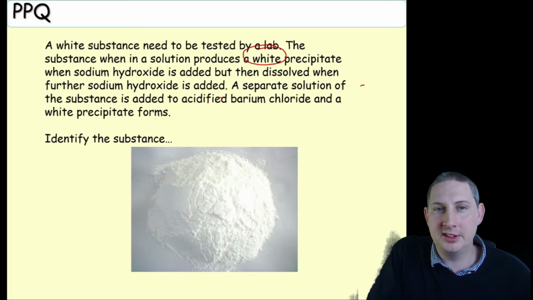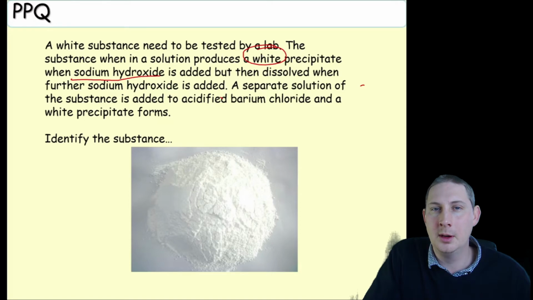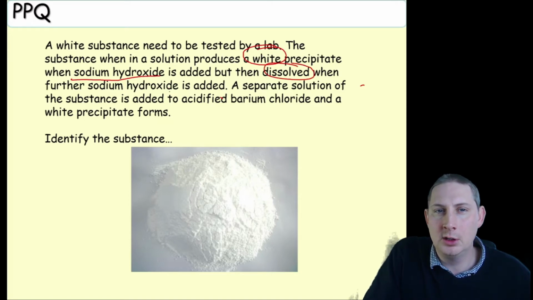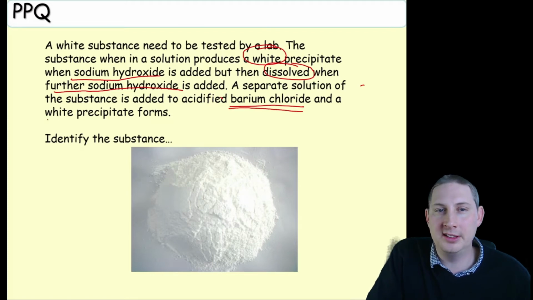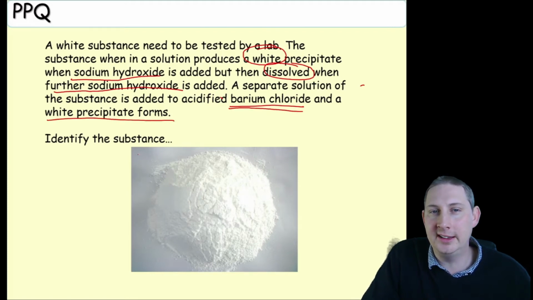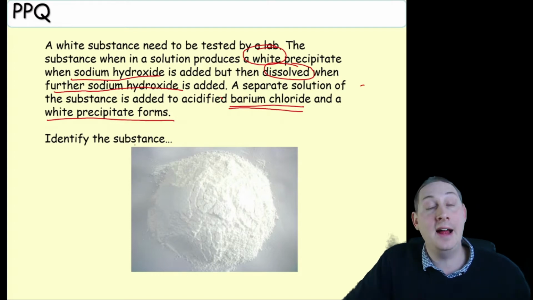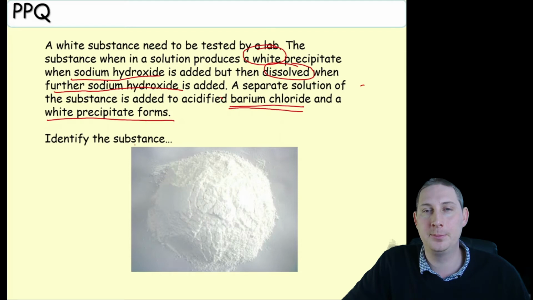So a white precipitate with sodium hydroxide, but that redissolves with excess or more sodium hydroxide. A separate solution of the substance is added to acidified barium chloride and a white precipitate forms. Identify the substance. And this is the sort of question you will get in an exam.